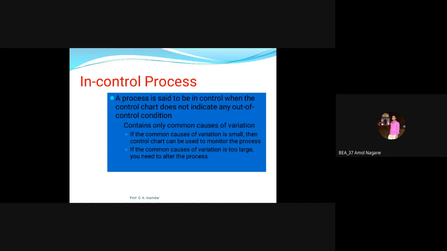We will get an idea about the internal process of that product or that human. Okay, so this is nothing but also a use of the process control charts.